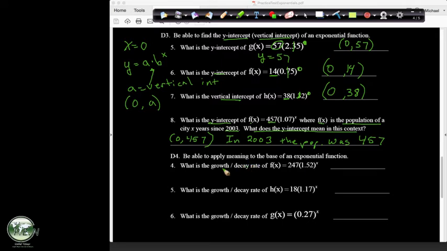Okay, so then notice this D4, and it shows up just like this. This is a different type of question. I had some students who would just give me the y-intercepts for all of these. I guess they didn't read. But this is not asking for the y-intercept. It's asking what the base means. So it's asking whether there's growth or decay, and what's the rate.